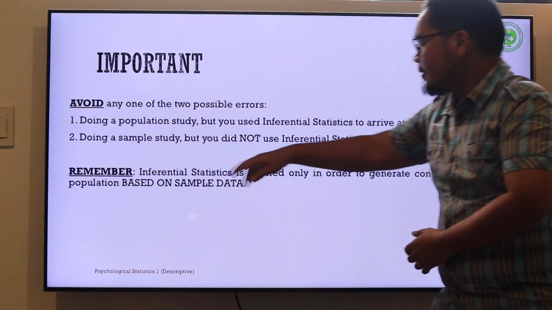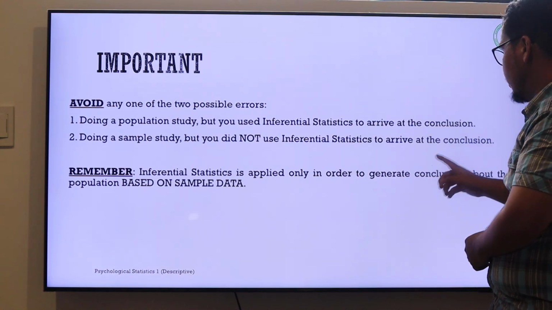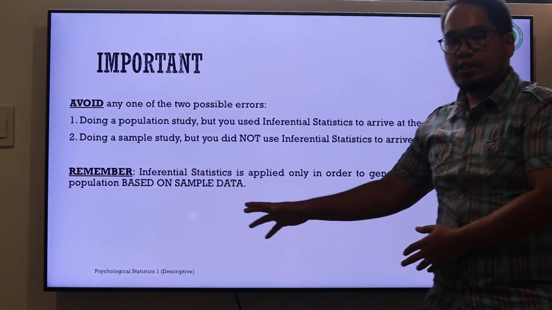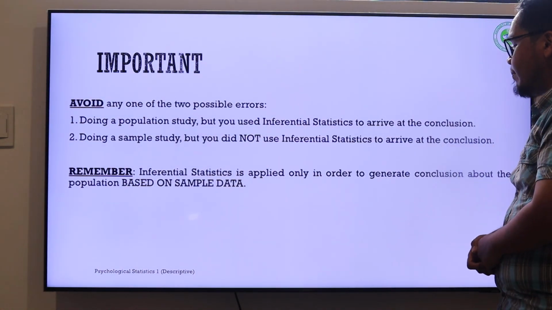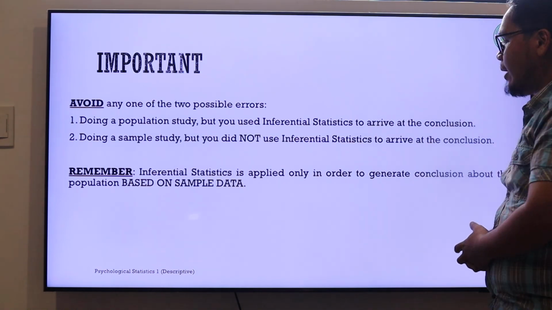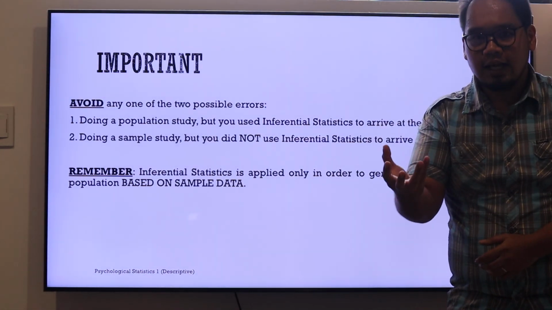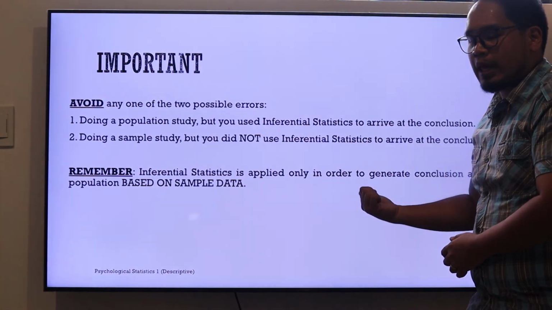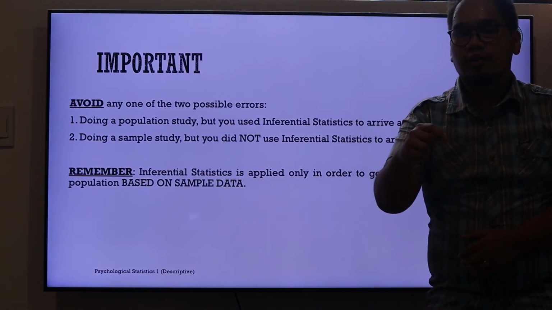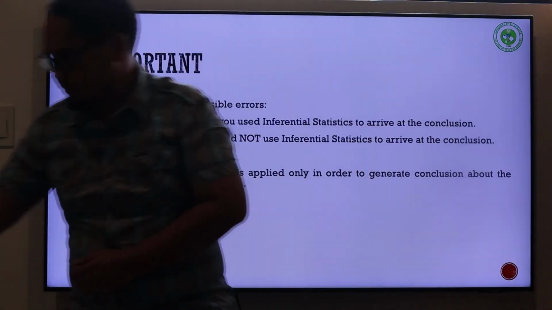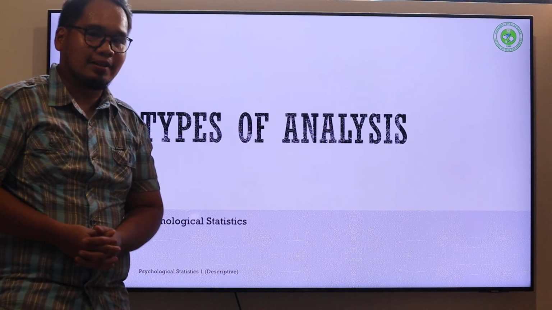A big remember here: inferential statistics is applied only in order to generate conclusions about the population based on sample data. Again, let me read it again. Inferential statistics is applied only in order to generate conclusions about the population based on sample data. If you have the population data, you don't need to infer. If you only have the sample data, it's a must to infer. And I end this video with that statement. Thank you very much.